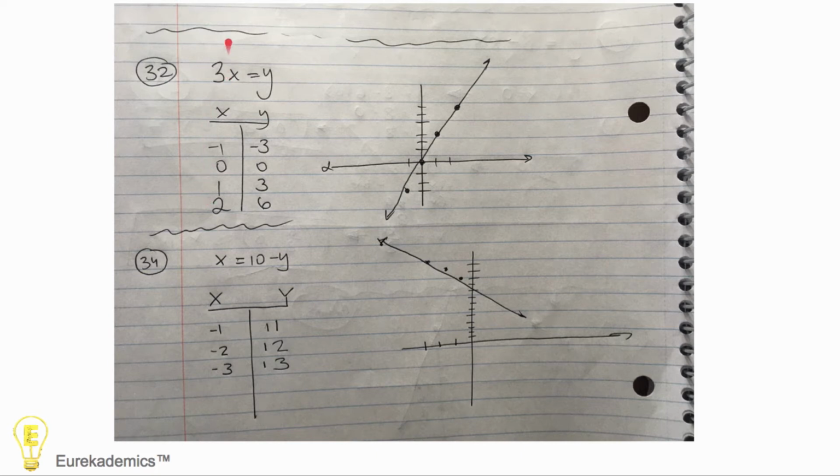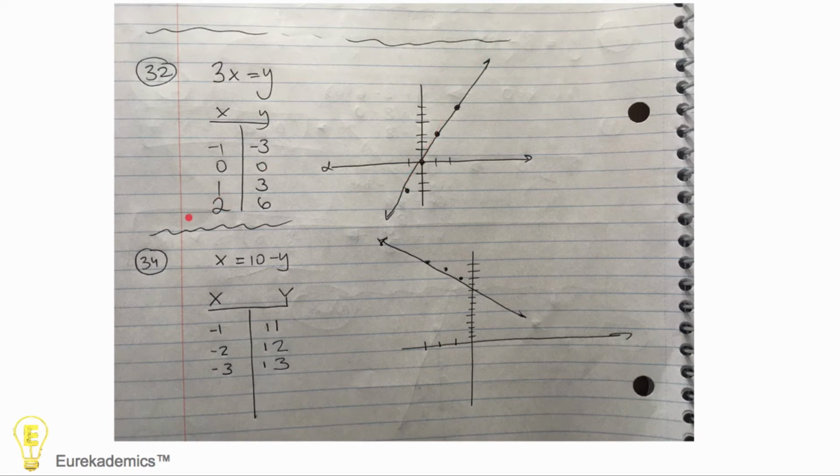And then you got to plug them into the x, and then find the corresponding y. So if x is negative 1, y is negative 3. If x is 0, y is 0. If x is 1, times 3 is 3. If x is 2, times 3 is 6. Plot, and you have a line.